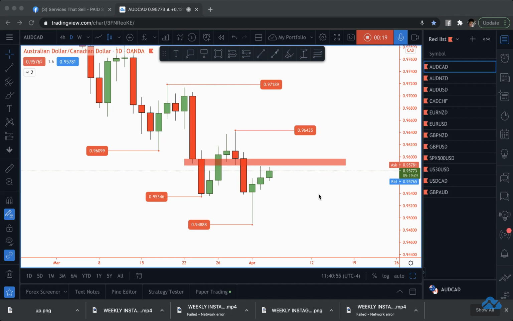Okay. So the first thing that I do when I come to the chart is I analyze the trend. I want to know exactly where is price going and the direction that is going in, so I know if I want to be the buyer or the seller. So let's go ahead and get into it.